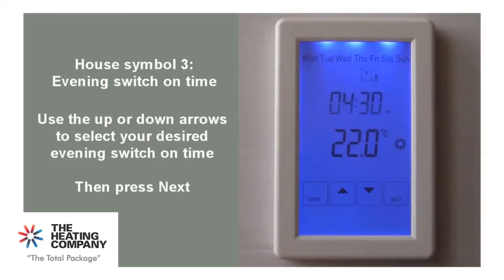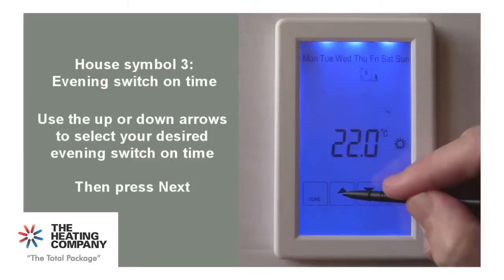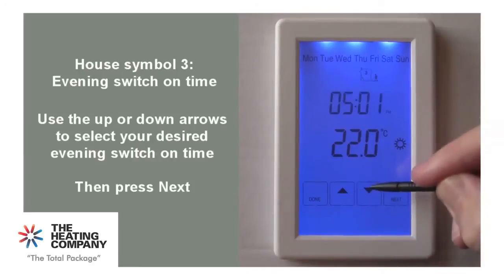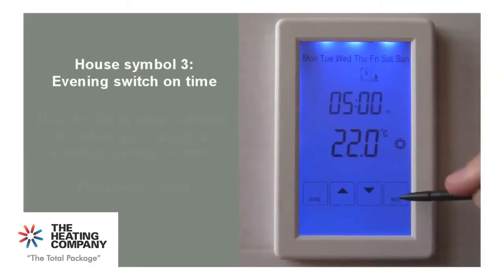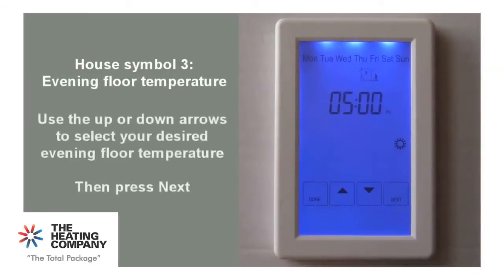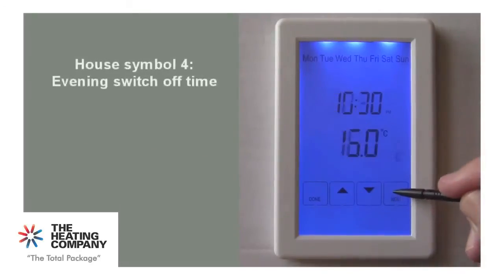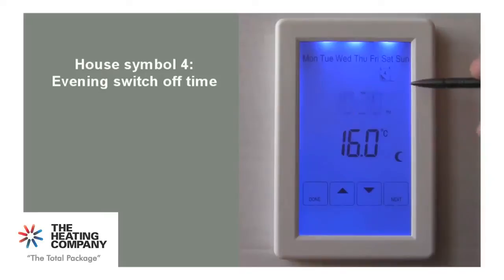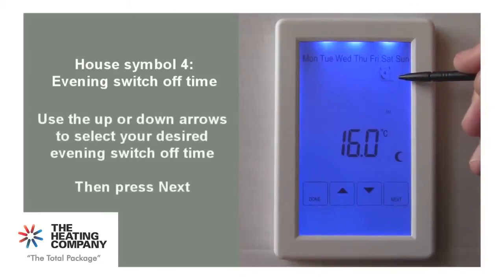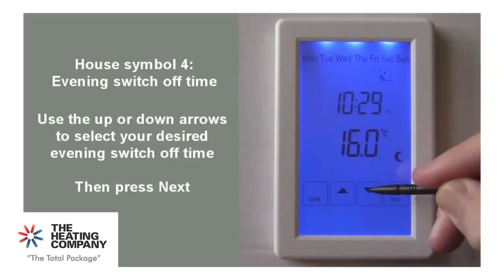Like before, select your switch on time, in this case 5 o'clock in the evening, and press Next. Then once more select your desired floor temperature, in this case 23 degrees, and press Next. The house symbol displaying the number 4 with a person inside will show at the top of the display. This is your floor's final switch off time for the night. Select your desired switch off time, in this case 10 o'clock at night, and press Next.